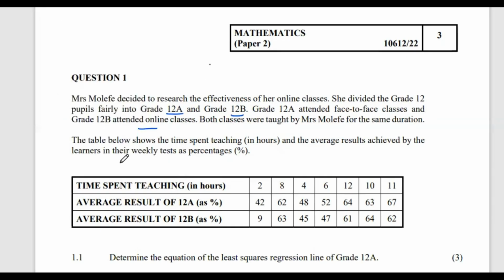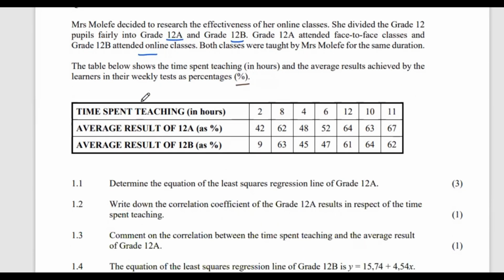And then they are telling us that the table below shows the time spent teaching in hours, and then the average results of the learners' weekly tests as percentages. Okay, so this is a bivariate type of data. So we look at the time together with the results. Okay, so time is the independent variable, whereas the results will be the dependent. Then they ask us to determine the equation of the least squares regression line of 12A.